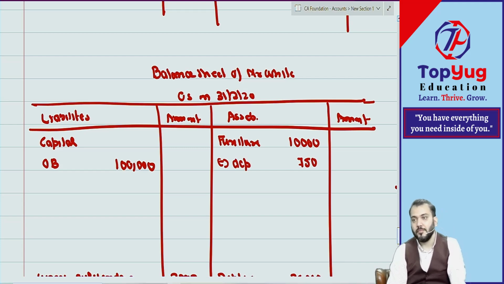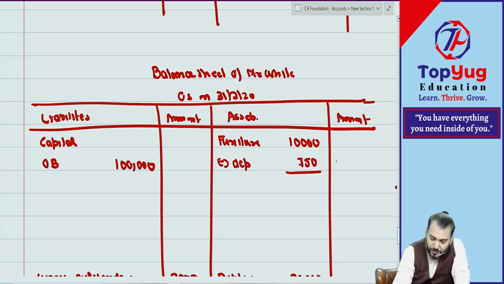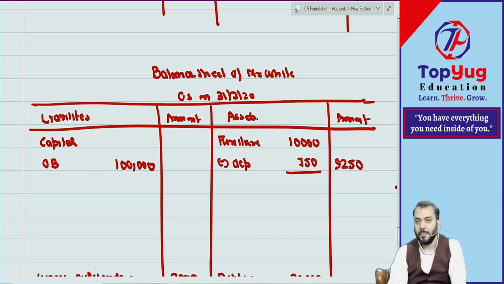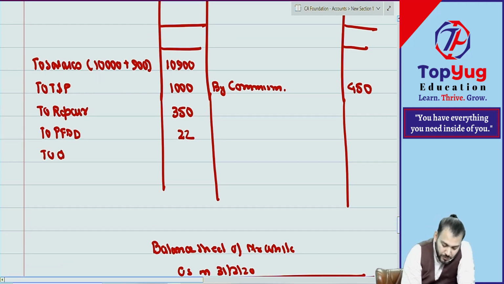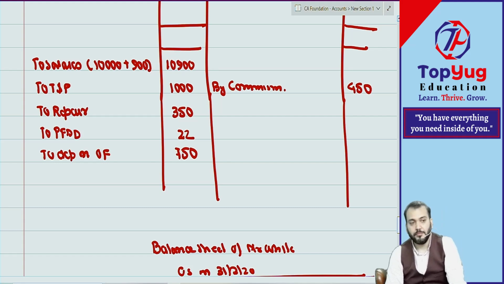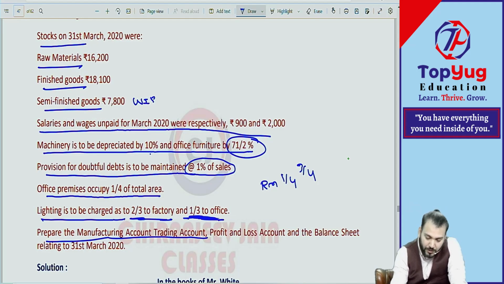Correct na? 750. 10,000 minus 750 how much? 9,250. This 750 will go where? This is office furniture. So depreciation will go where? PL. So 2 depreciation on office furniture 750. Correct. Then what?